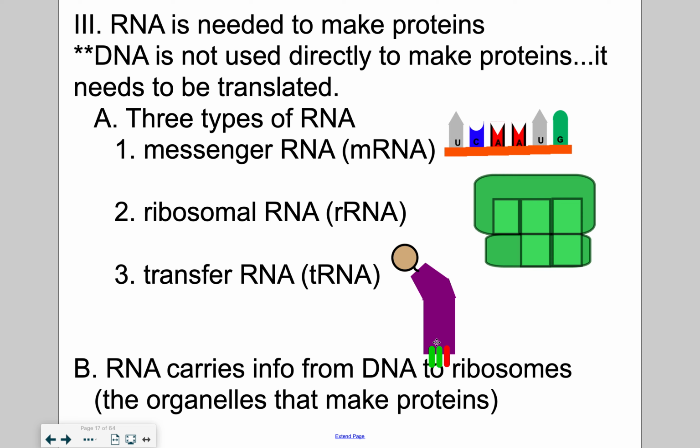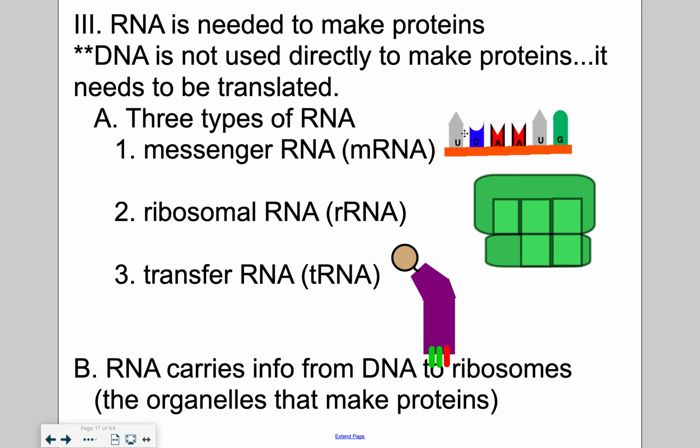And it looks like this broken dynamite structure. Or maybe you think of a granny hunched over with 3 legs. I don't know. But the purpose of these RNA molecules is they're going to work together to make proteins. Okay? RNA carries that information from DNA to the ribosomes. It's the messenger. And remember, ribosomes are the organelles that make those proteins.